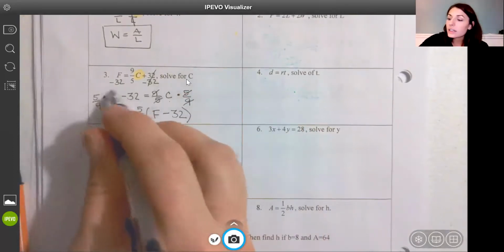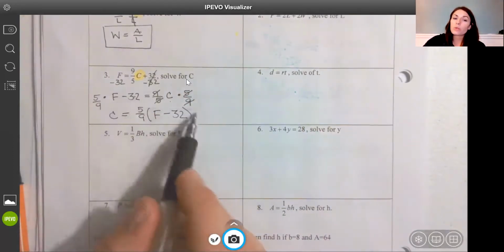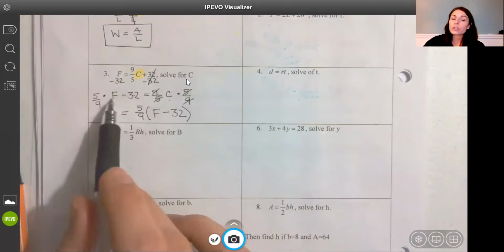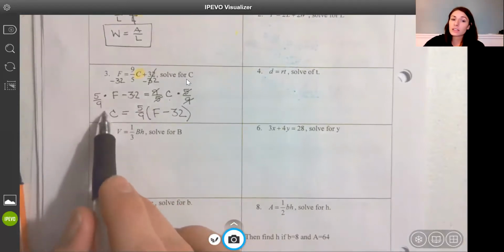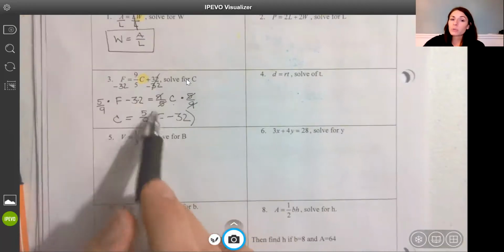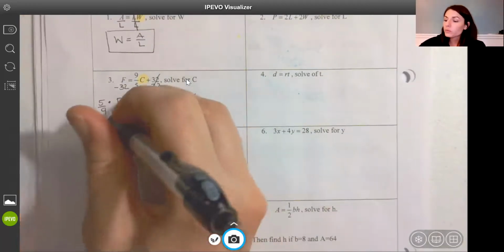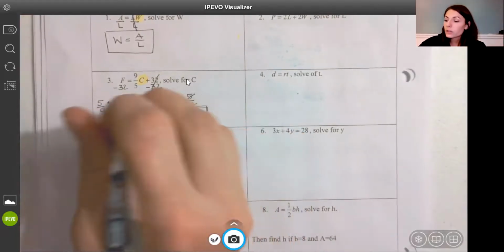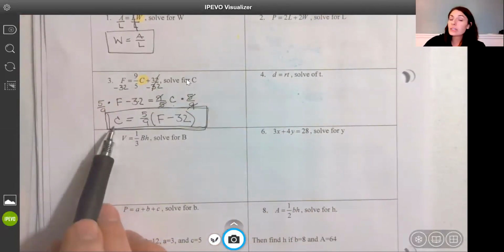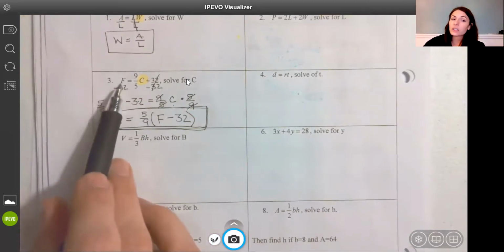You could, I guess, individually multiply them, but you want to remember that if I have more than one term over here, it's not just going to be 5/9 F. It's going to be 5/9 multiplied by F minus 32. And here's my rewritten formula where I've solved for C, or isolated C, instead of initially having F isolated.